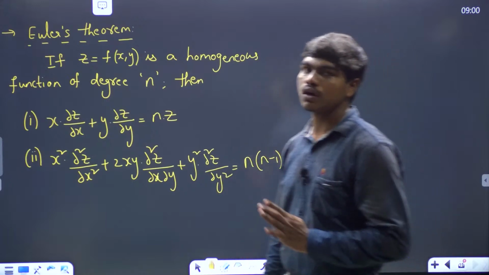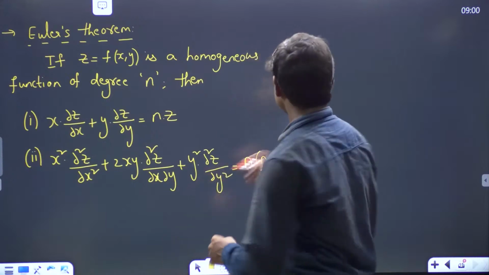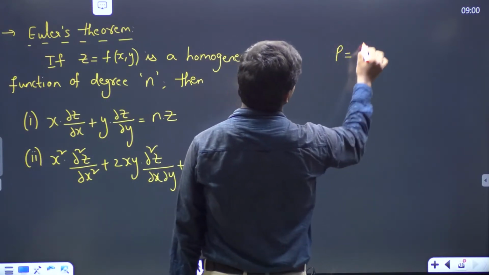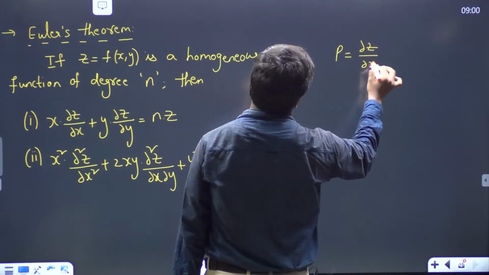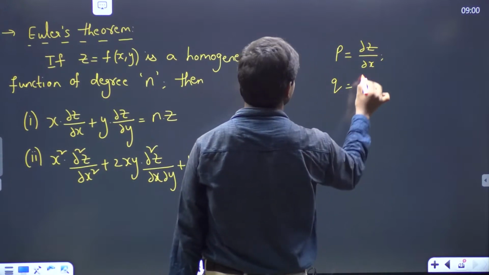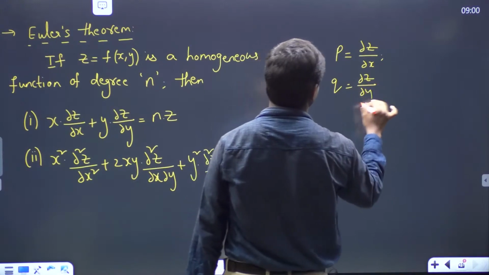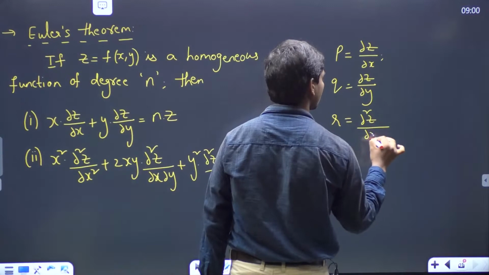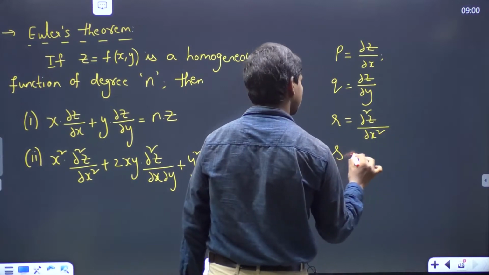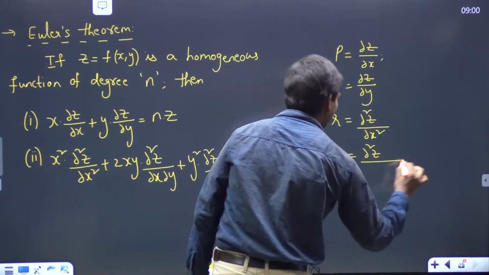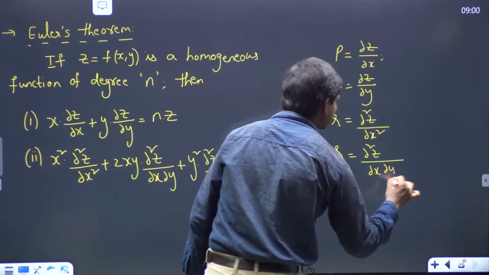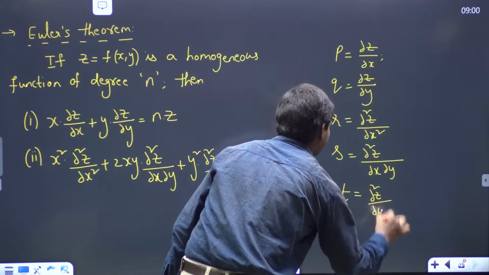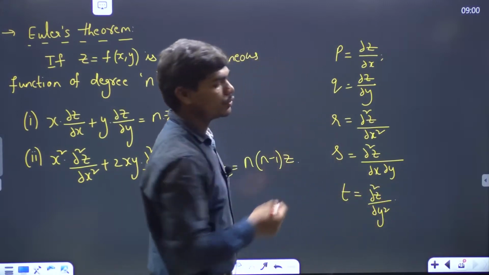So basically, this is what Euler's theorem is given for. Generally there is some nomenclature for these partial derivatives. This is denoted by P. Then Q is dou z by dou y. R is equal to dou square z by dou x square. S is dou square z by dou x dou y or dou y dou x, and T is given by dou square z by dou y square. So these are generally denoted by P, Q, R, S, T.